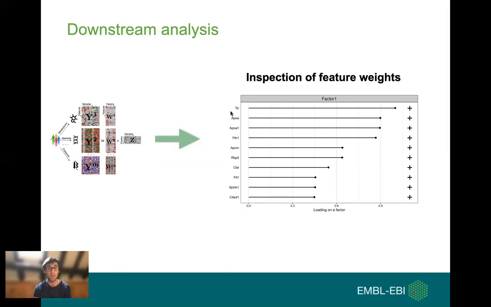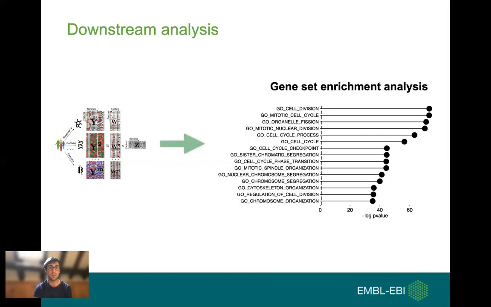Sometimes it gets more complex than that. So you might want to do some gene set enrichment analysis, where you pool information across many genes using some database like Reactome or Gene Ontology. And this is an example of a factor that was capturing differences in cell cycle between different cells.